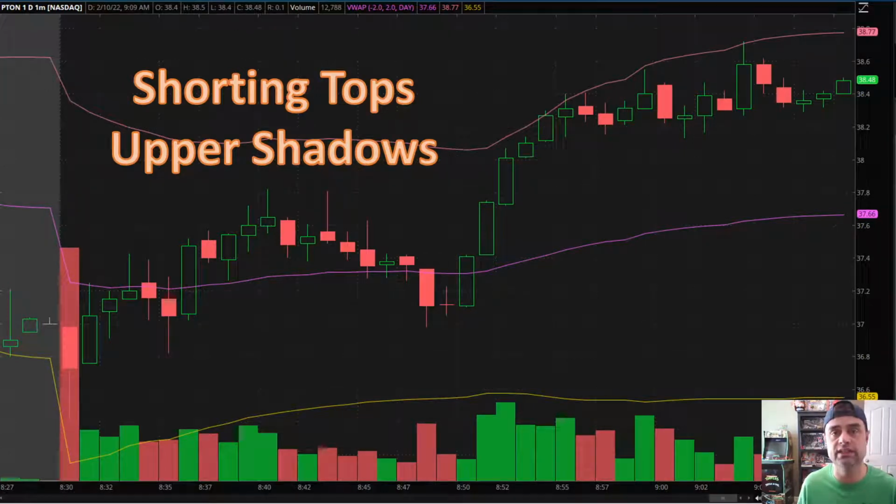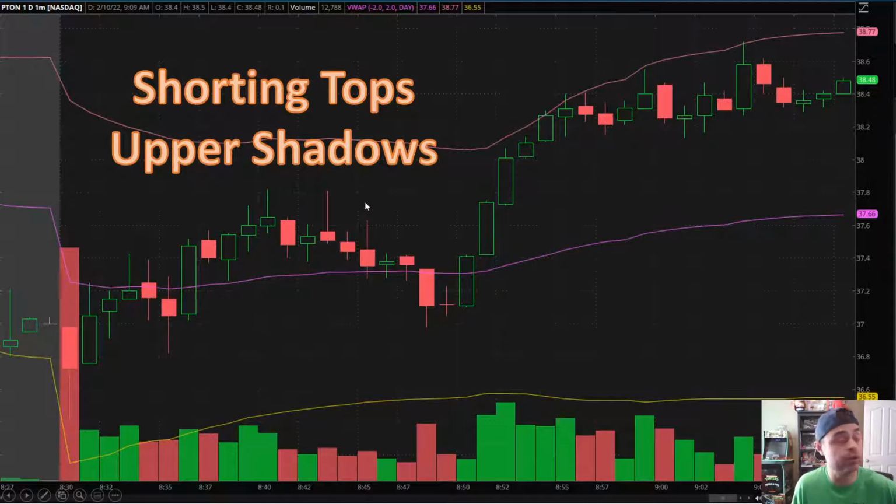Day 4, part 4, which is shorting tops with upper shadows, and also when not to short, the overextended play. We've seen those recently, and you find those short-lived shorts. So let's get into shorting tops and upper shadows right now.